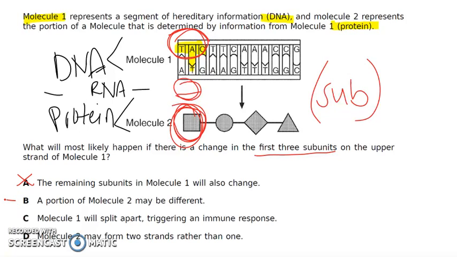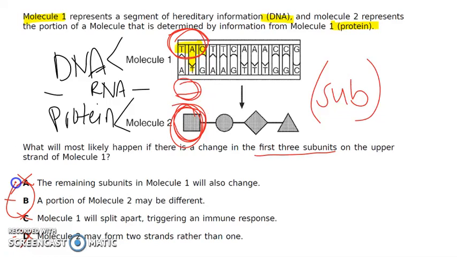C says molecule 1 will split apart, triggering an immune response. Well, DNA will only open up in special cases, and as for triggering an immune response, we don't see any evidence of that here in our question. D says molecule 2 may form two strands rather than one. And molecule 2 is a protein, and a protein's not made of strands. A protein's actually made of amino acid chains, so that one doesn't make sense either.